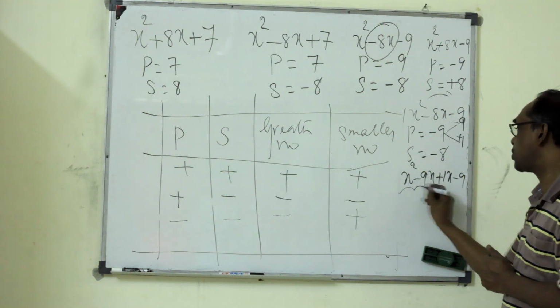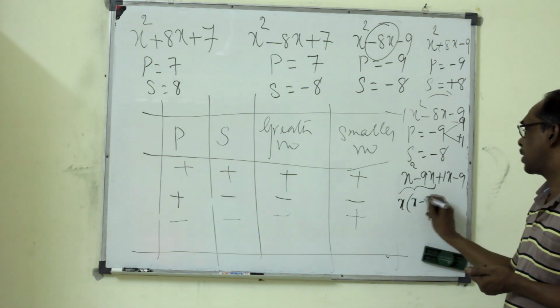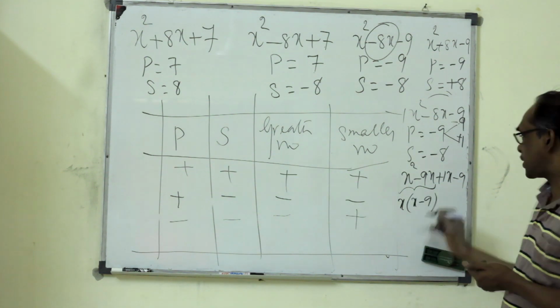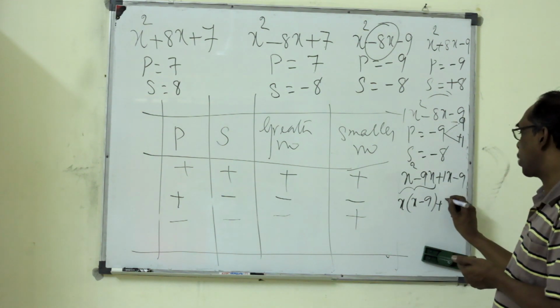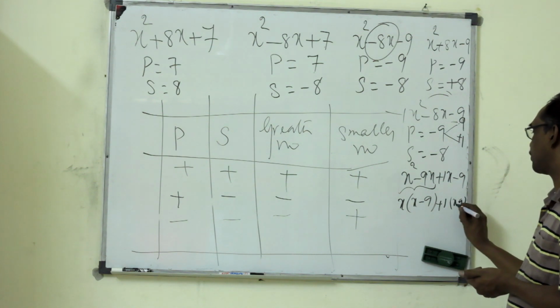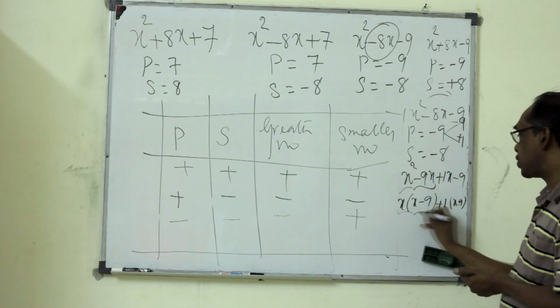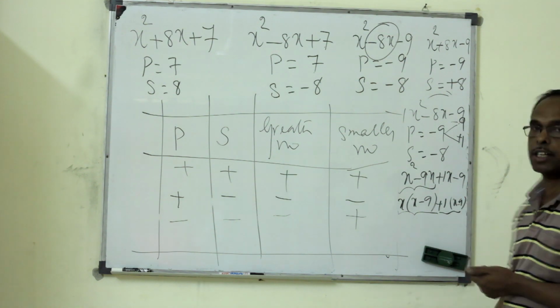Now in between the first two terms, what is common? X is common. So what is left? X minus 9 is left. The third sign you have to take it out, that is plus. Now what is common in between these two terms? Only 1 is common. What is left? So x minus 9 is left. Now we have got only two terms. X into x minus 9 and plus 1 into x minus 9.